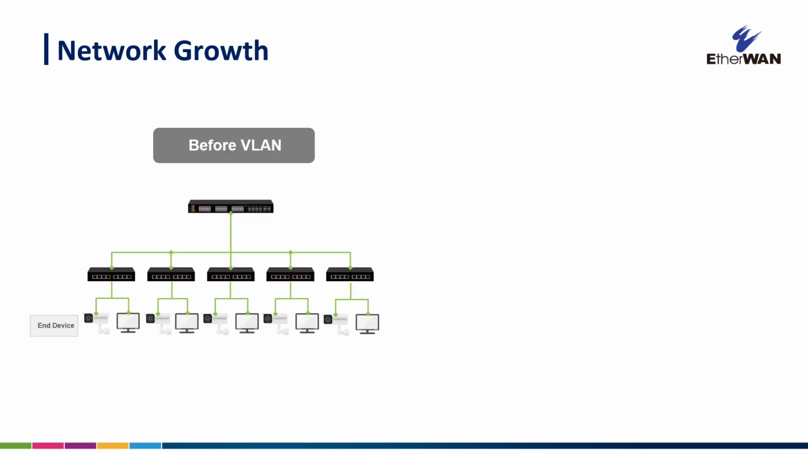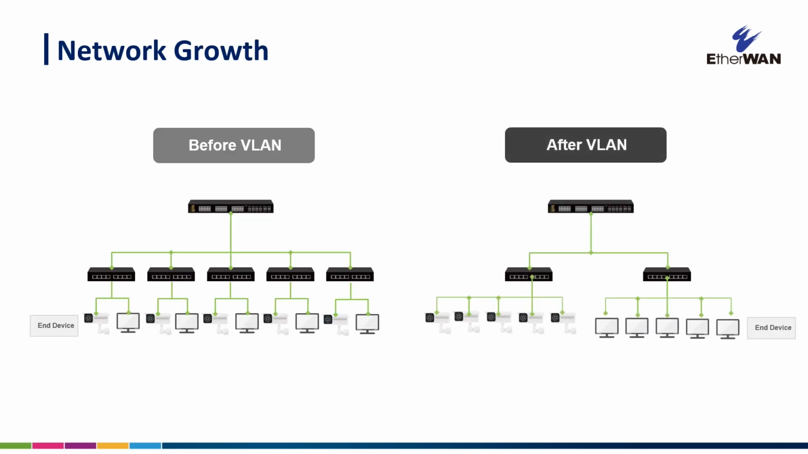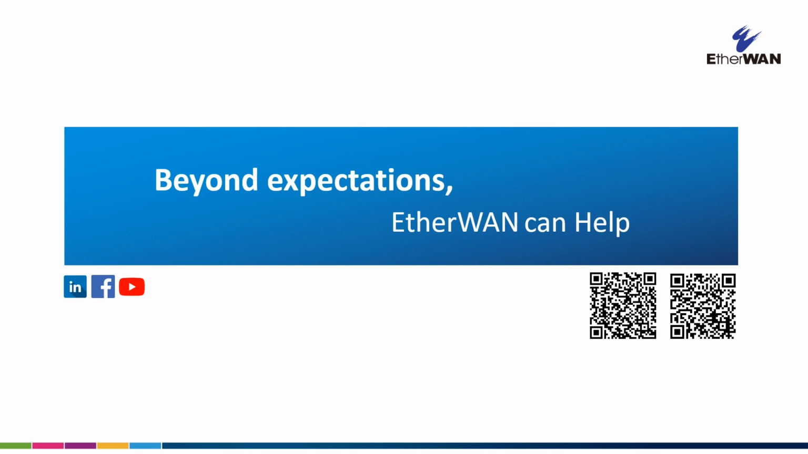VLANs position physical LAN into multiple logical networks, which is essential for improving network efficiency, enhancing security, and accommodating the growth of an expanding network without the need for significant changes to the physical infrastructure. It optimizes operations and data protection, making them a fundamental element of modern network architecture for organizations with a constantly expanding network. Beyond expectations, either one can help.